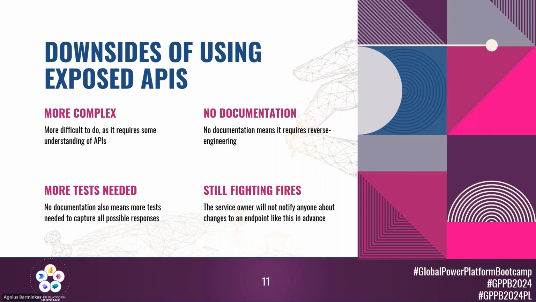Now, obviously, not everything is fine and dandy when it comes to exposed APIs. There are some downsides to this approach. First of all, APIs in general are more complex than automating a user interface, especially for citizen developers who are maybe not familiar with consuming APIs. Even if it's a documented API, they may not necessarily know how to actually read the documentation, how to interpret it. They might not necessarily know which requests they need to send to get the response they expect, or how to parse the response afterwards.